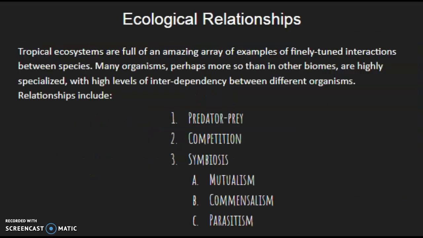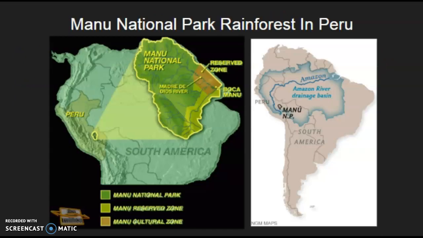So what are ecological relationships? There's a couple different examples. It could be predator-prey and competition, or something called symbiosis, which are three examples, and you'll see pictures and examples of that in this slideshow. In a tropical environment, there's an abundance of resources, and all of the organisms, plants and animals, compete for them, which causes them to become highly specialized, and some even depend on one another for survival.